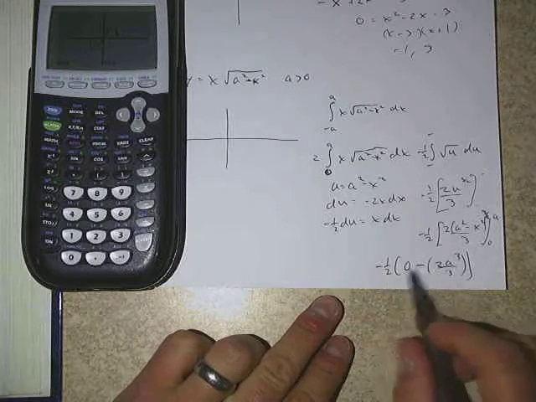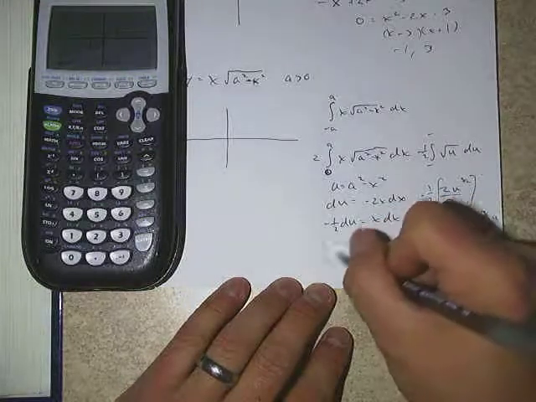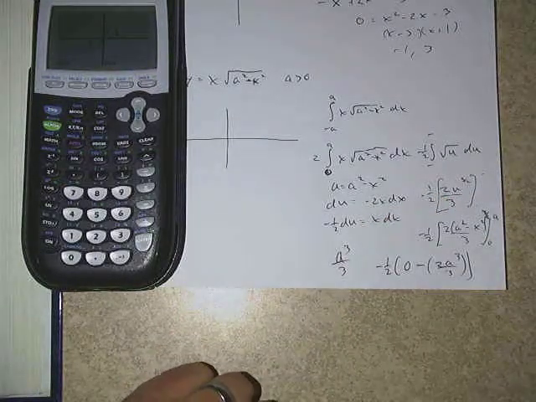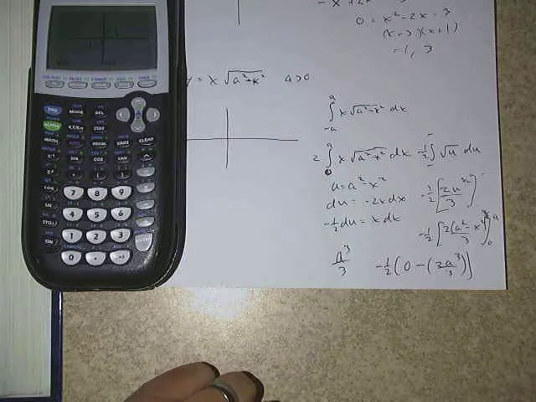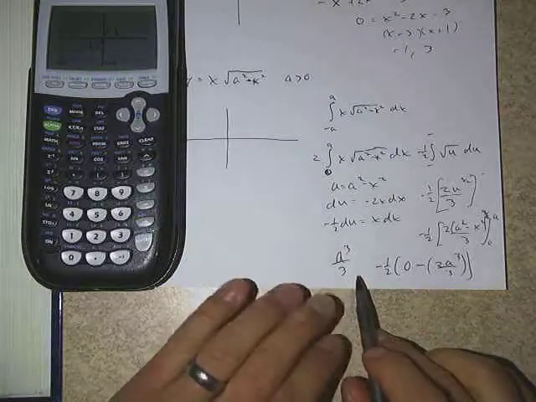We're taking a squared and raising it to the 3/2 power. A power to a power would multiply. 2 times 3/2 would be 3. So we'd have a cubed there. And ultimately we'd have negative 1/2 times negative 2a cubed over 3. The 2's would cancel out, and we'd wind up with positive a cubed over 3.